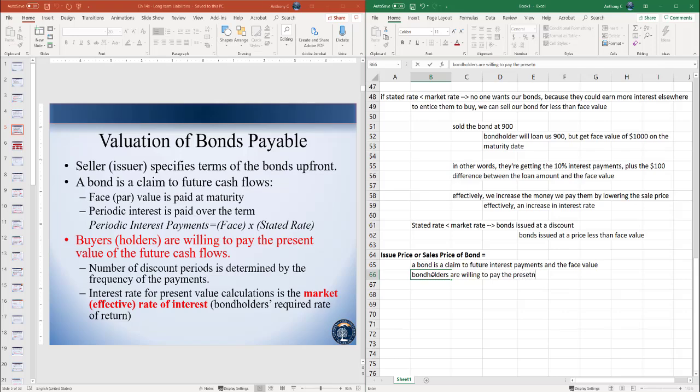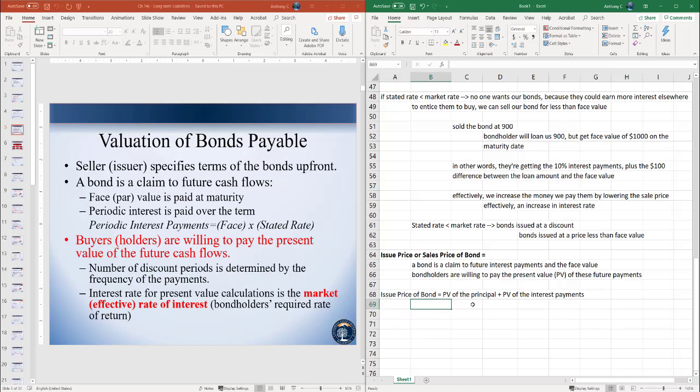So the present value, and I'm just going to use PV for present value, of these future payments. In other words, the issue or sales price of a bond is the present value of the principal plus the present value of the interest payments.